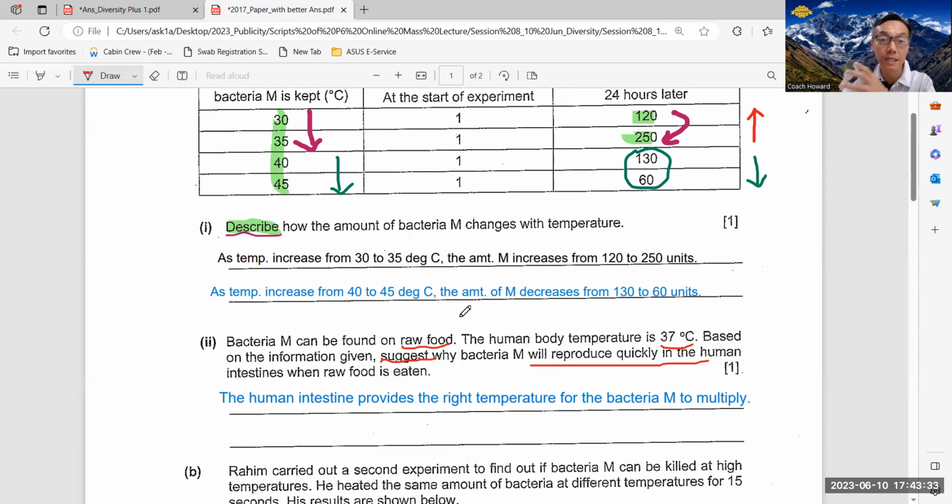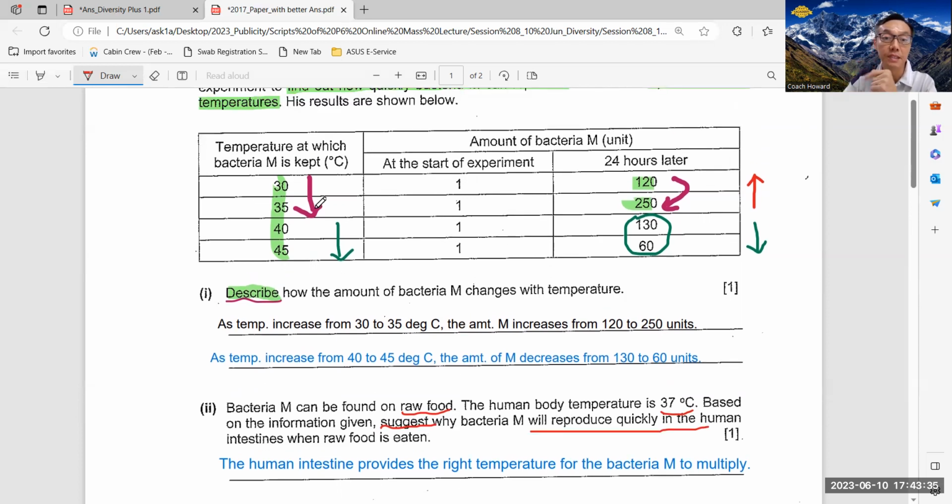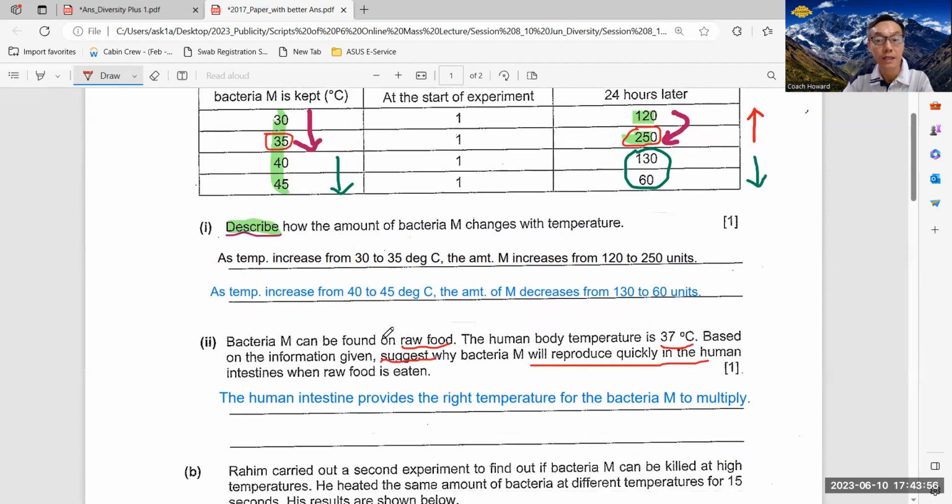If you look at the temperature here, 35, the next one jumps to 40. So 35 reaches the maximum amount of 250 units of bacterial M. So 37 is actually quite close to 35 degrees. So you can write, the human intestine provides the right temperature for bacterial M to multiply.